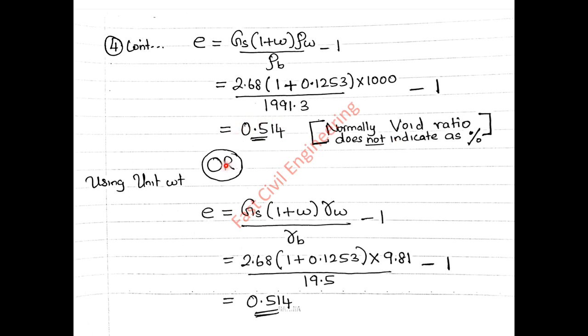Or using the unit weight: GS 2.68, 1 plus w is this one, gamma b is equal to 19.5, already found. If you put 19.5, gamma w should be 9.81. Both units are the same, kilonewton per meter cube. Minus 1, same answer.